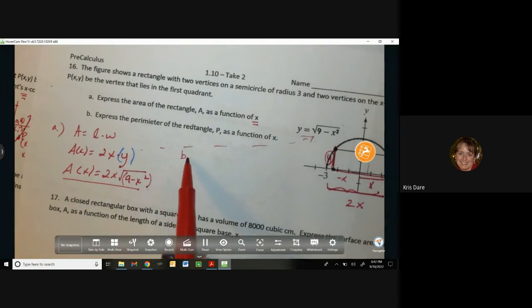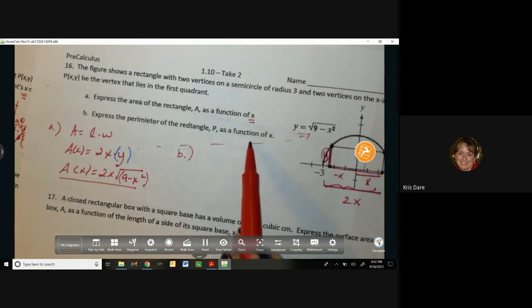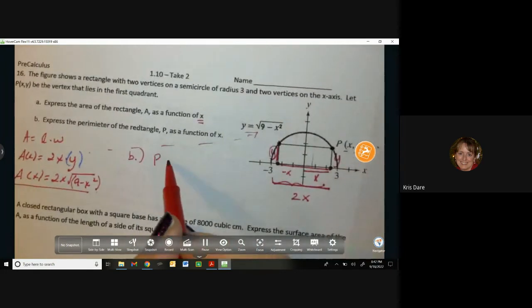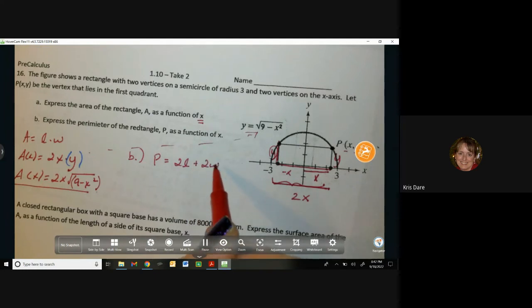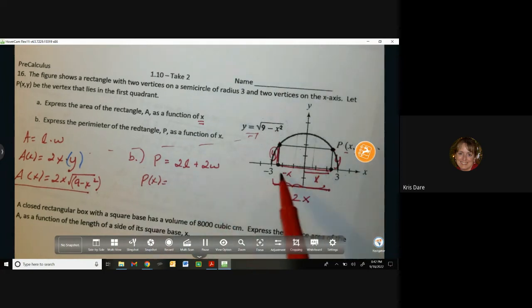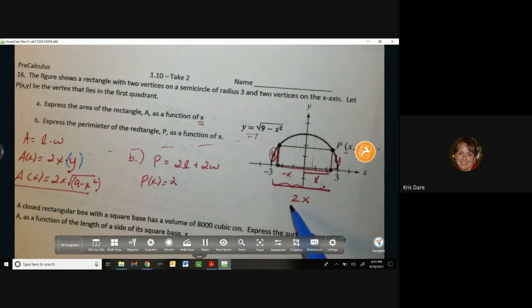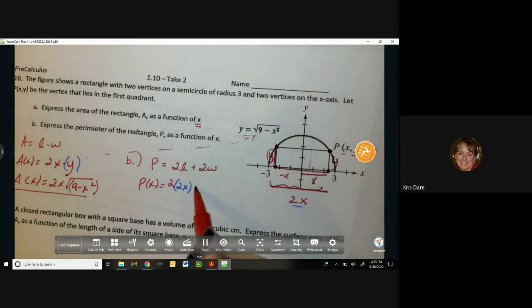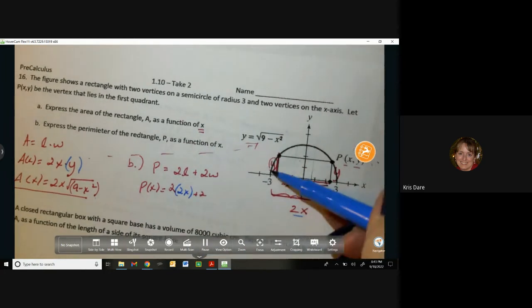For part B, it wants the perimeter of the rectangle. Well, okay, we can do that. Remember, perimeter is equal to 2 lengths plus 2 widths, okay? And this is going to end up being in terms of X, right? Well, the length of this thing was 2X, right? So I've got 2 times this length of 2X, okay? And then the width, you told me was Y. I'm pretending you're answering my questions.